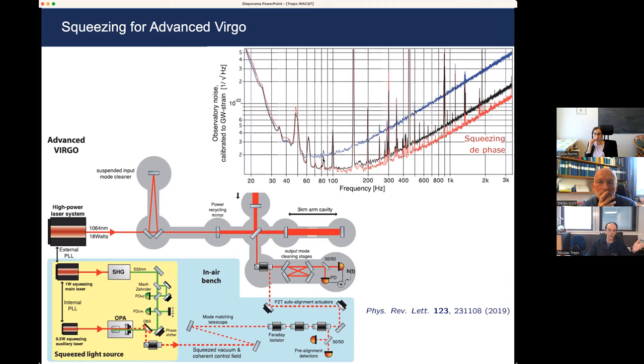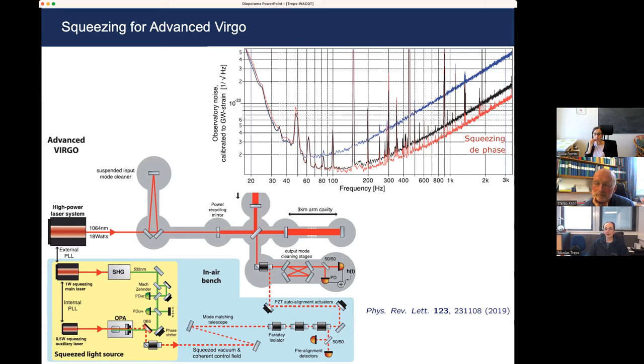We could discuss more about that if you have questions, about why it's the high frequency part. It's linked to the properties of the interferometer. And they are actually working on improving the interferometer, both in the low frequency and the high frequency part, to go beyond the standard quantum limit.